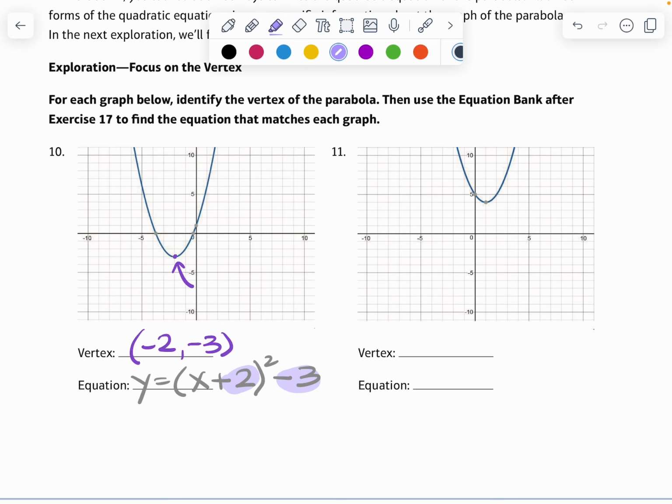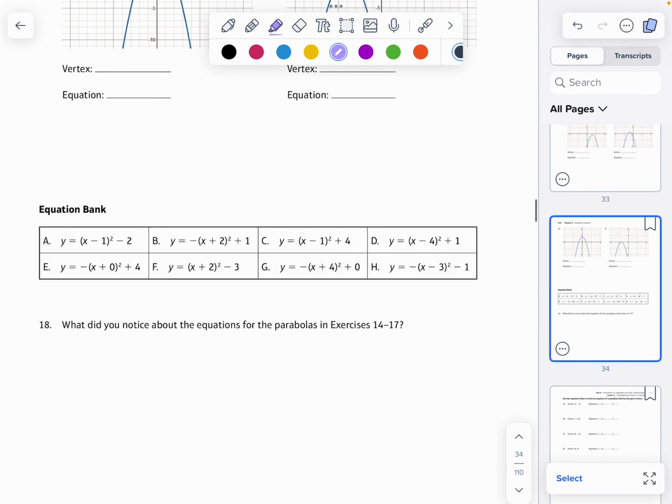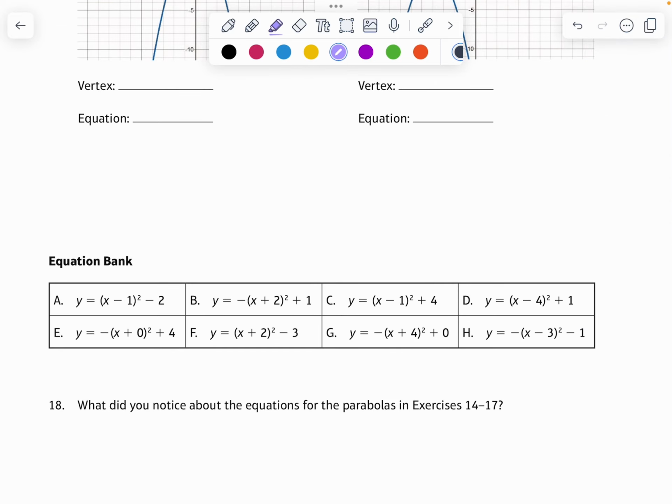Look, can you see how your vertex, you use it in the equation of a parabola? All right. What you're going to do is match all of these up with the equations right here on page 424. Go ahead and give it a try, and then come back to check it.